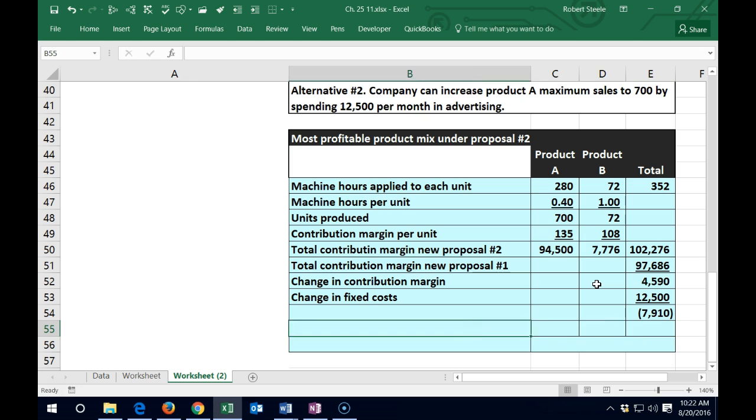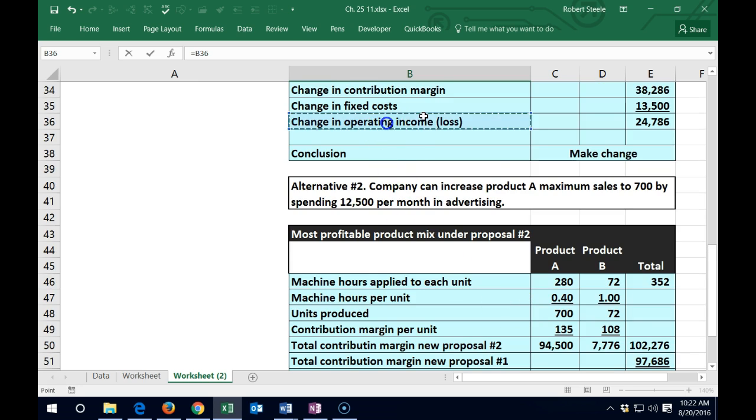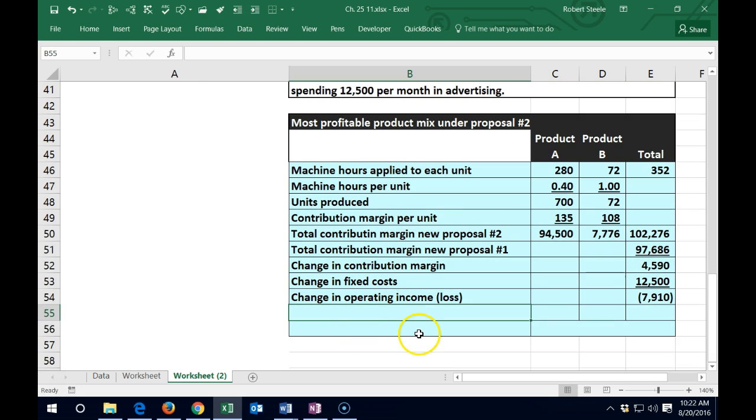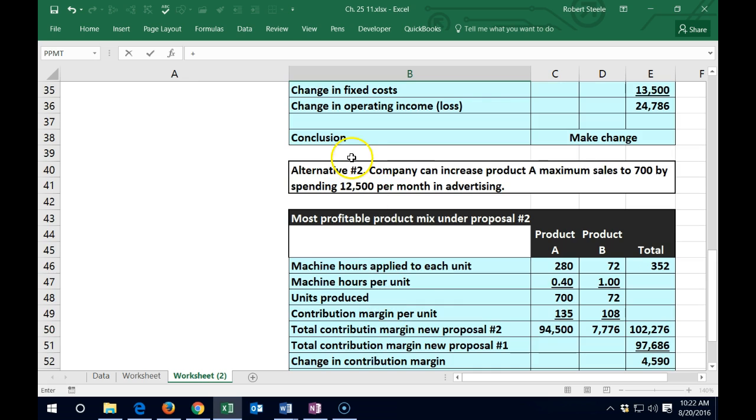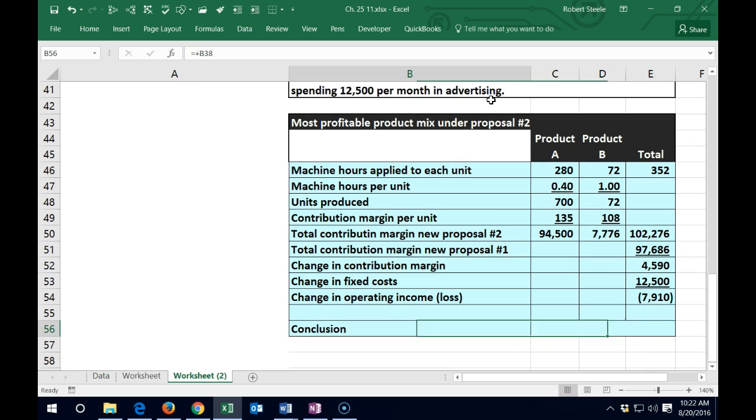Therefore, we actually have a negative change under that proposal, and therefore we're going to say the conclusion would be no-go. And so possibly if they could make that happen for $4,000 maybe, or something like that. So those are going to be the analysis.